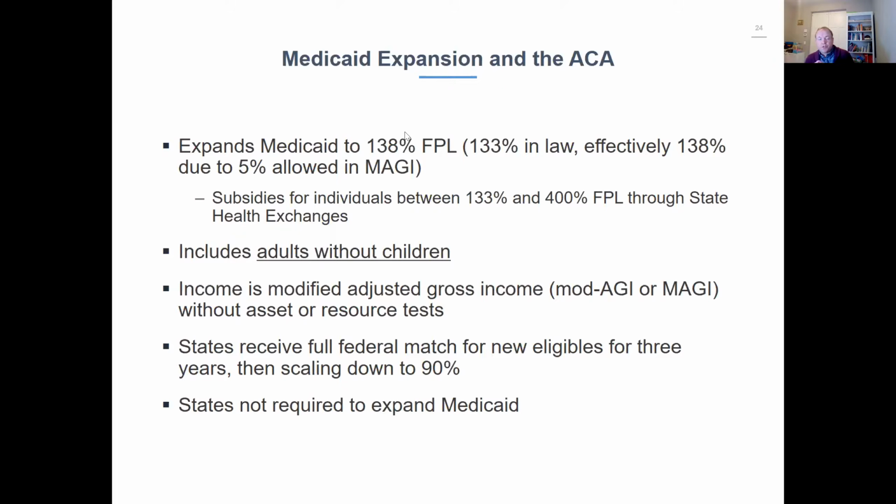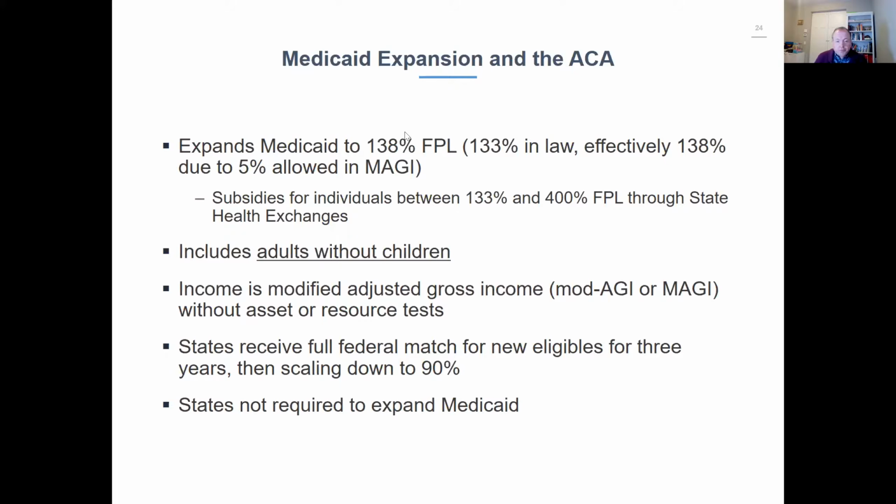And so this was a group that historically didn't necessarily, especially if you have individuals who were lower income or who were working in employment that didn't cover health insurance, historically fairly excluded or uncovered, unenrolled group, largely speaking. And so it's just a big shift. Income is modified adjusted gross income without asset or resource tests. States receive a full federal match for new eligibles for 3 years, then scaling down to 90%. So that's an adjustment away from the strict FMAP-based modifier.